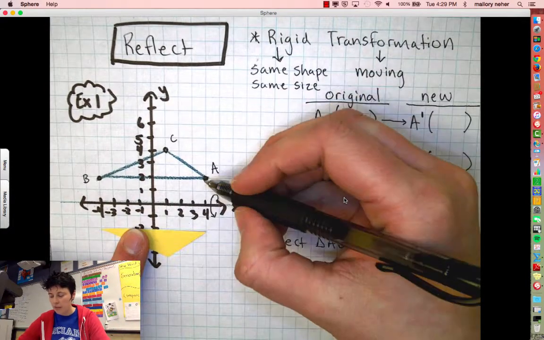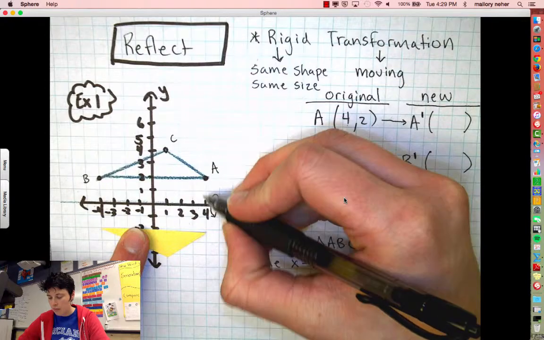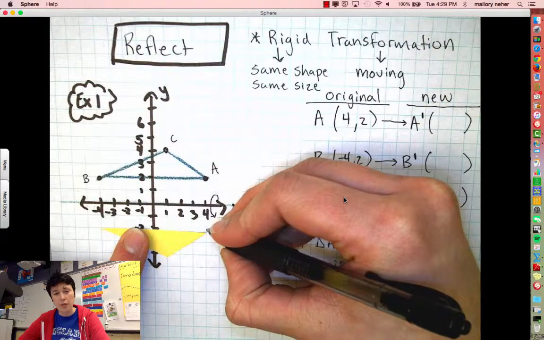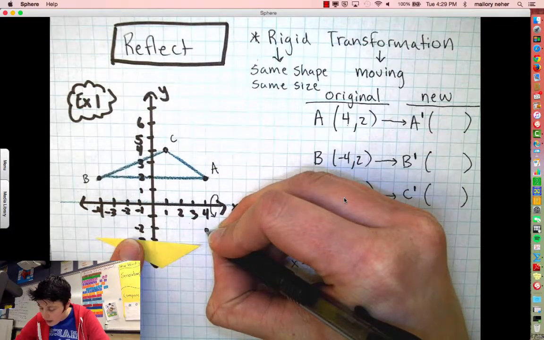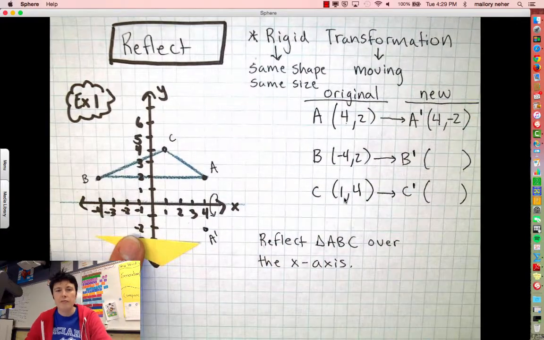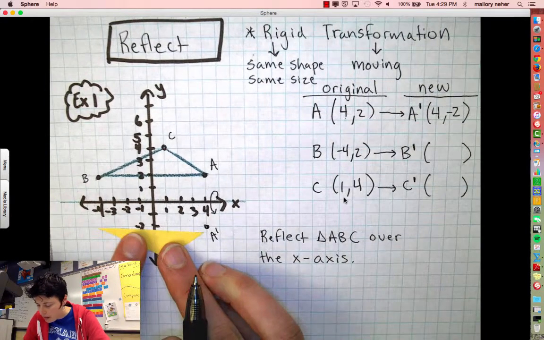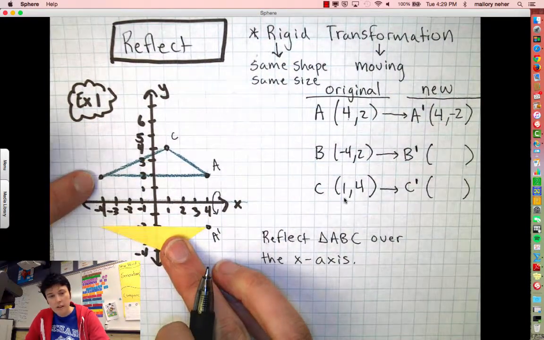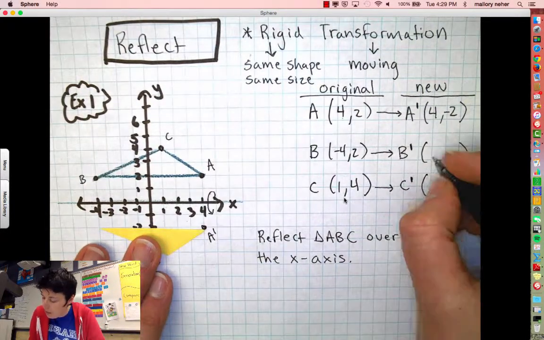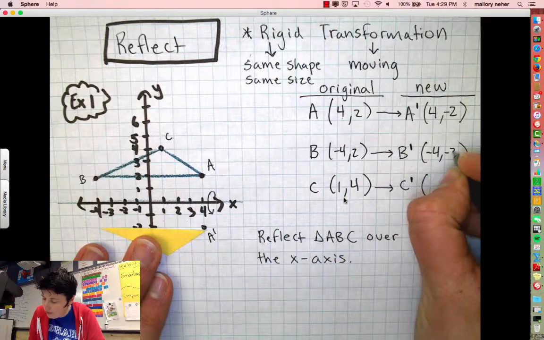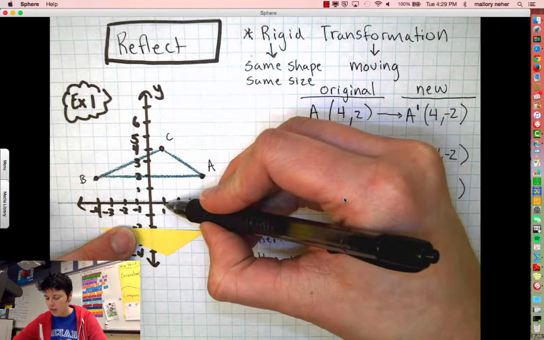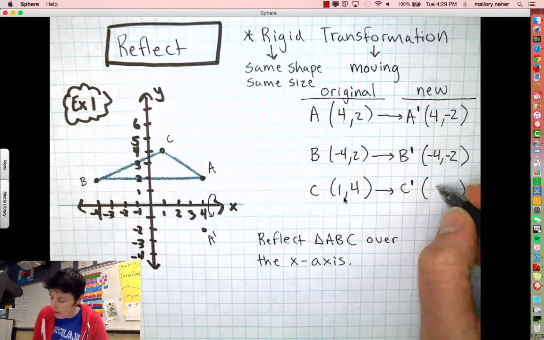So it looks like if I flip this thing over, the new A, remember this was A, it's still in this corner, but now it's at 4, -2. It's down here. So I'm going to mark that off as A prime. That's at 4 and -2 because I reflected over the x-axis. And my B, let's see, where's B at now? Well, B was here, and now it's here. So it's still at -4, but now it's down at -2. So B prime is now at -4, -2. And then C looks like it's moved from 1, 4 to 1, -4. It's just flipped to the other side, so I'm going to write that here, 1, -4.